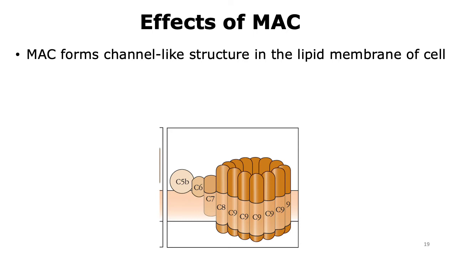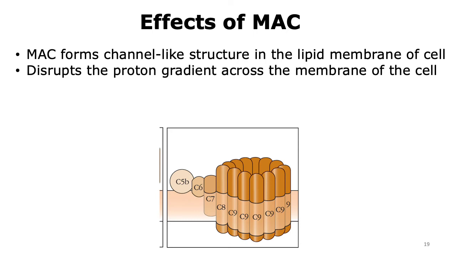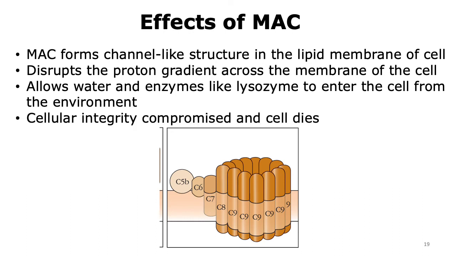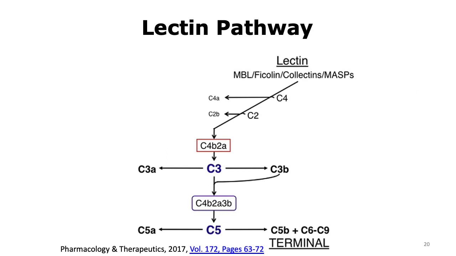And this pore-like structure is able to disrupt the proton gradient across the membrane of the cell because it allows the flow of different ions and other substances between the cell and the environment. The membrane attack complex also allows water and enzymes like lysozyme to enter the cell from the environment, and thus the cellular integrity is compromised, which results in the death of that cell. With this, we come to the end of the lectin pathway.